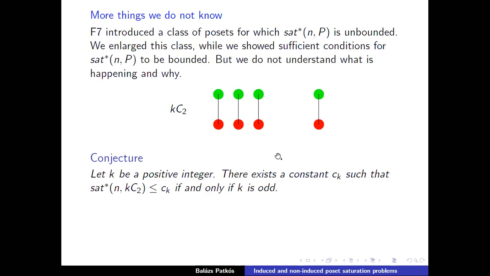whether the induced saturation function of this poset is bounded by a constant independently of the ground set size or not depends on the parity of k. How many edges do we have in the matching? So if k is odd, then it is bounded according to our conjecture. If it's even, then it's unbounded. At least this is what we conjecture. So what do we have?